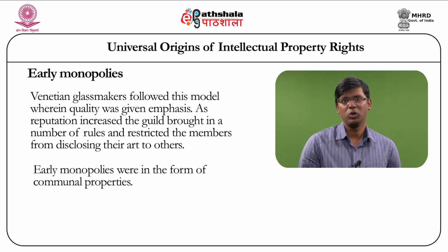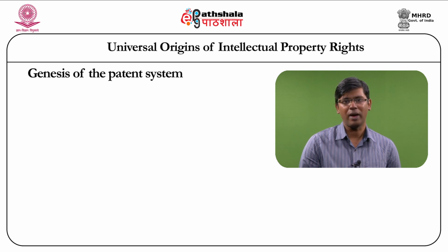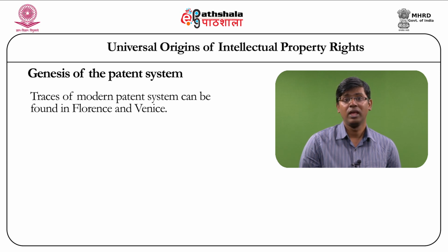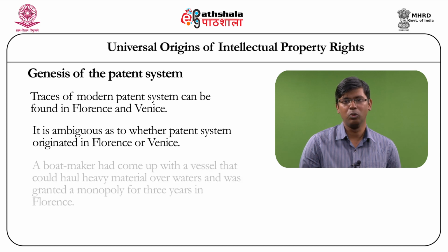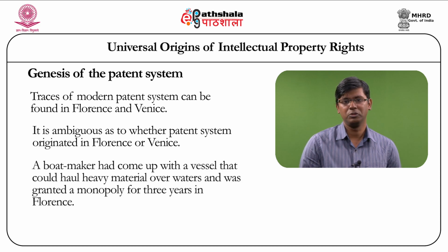So early monopolies, as you could see, were not necessarily meant to protect individual innovations. Largely it was meant to protect communal properties like that of the guilds. Right? The genesis of the patent system can actually be found in Florence and Venice. It is ambiguous whether Florence or Venice granted the first patent, but records demonstrate that a boat maker who had come up with a vessel that could actually haul heavy material over the waters was granted a monopoly for 3 years in the municipal city of Florence.